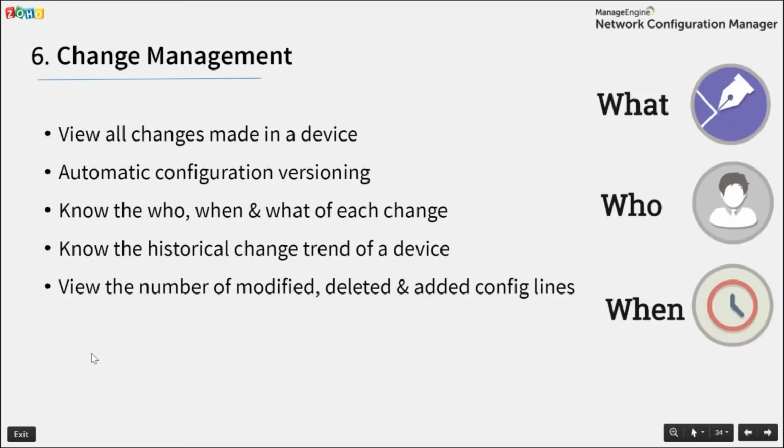Moving on to change management. Change management is one of the most important features in Network Configuration Manager, which helps you understand what kind of configuration changes are made, who is making configuration changes, and when a configuration change is being made. You can also see the historical change trend in a particular device, like when the last change was made, what sort of change was made, etc. And then you can also view the number of compare to configurations and view the number of lines which have been changed, the number of lines which have been deleted, and the number of lines which have been added.